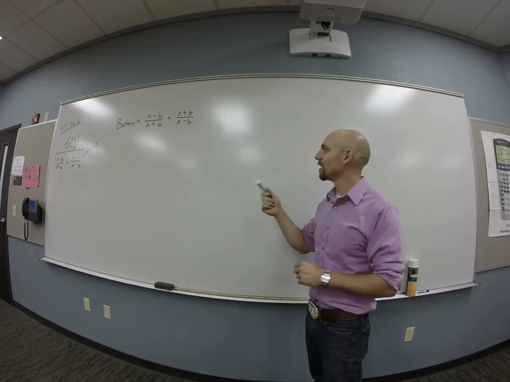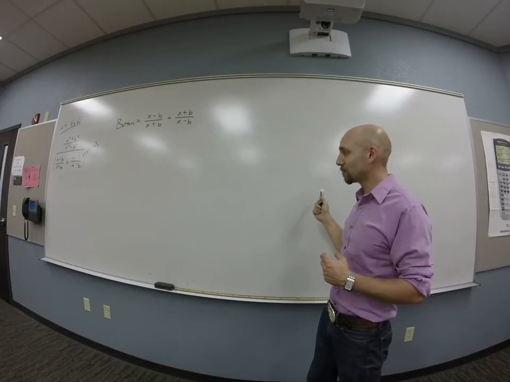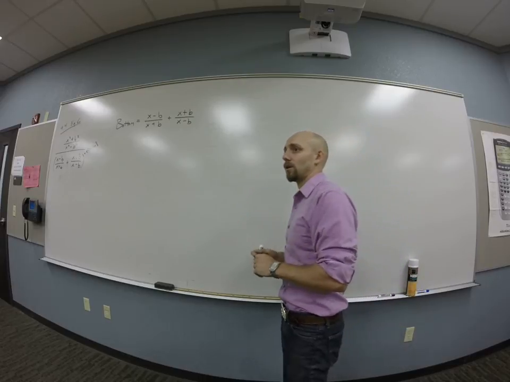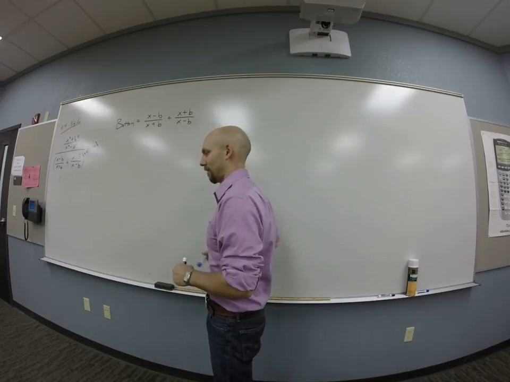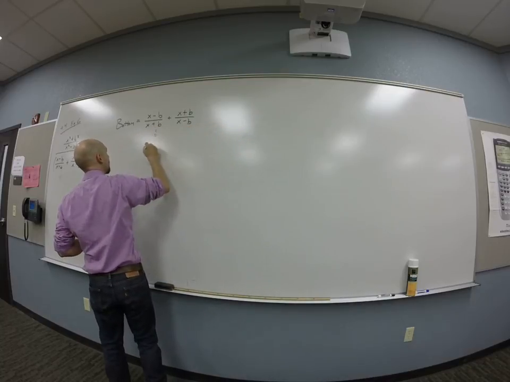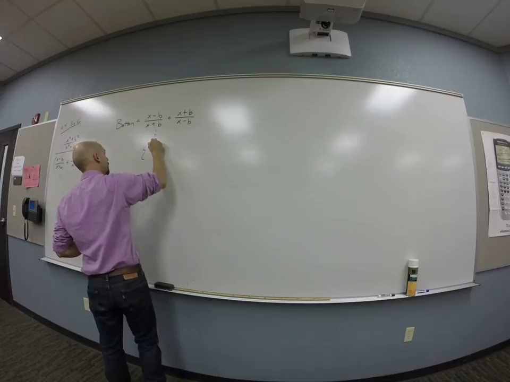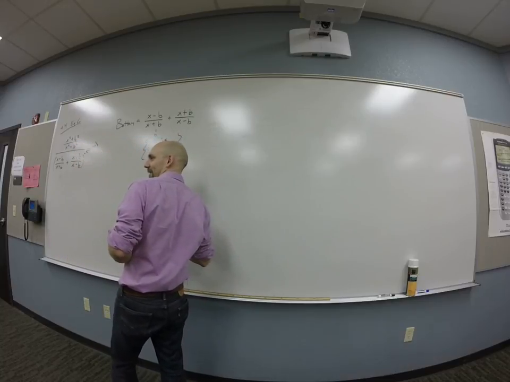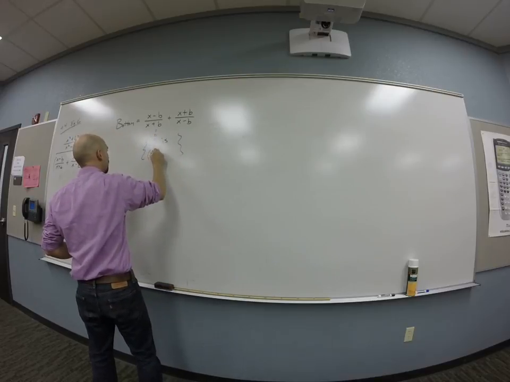So we've got x minus b over x plus b plus x plus b over x minus b. Okay, so let's think here. What's our common bottom? What was your common bottom, Jennifer? x plus b, x minus b. Perfect.